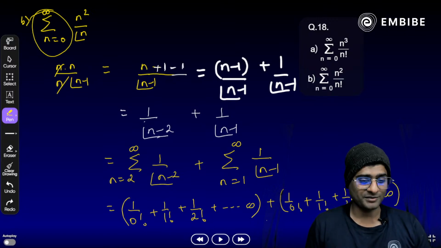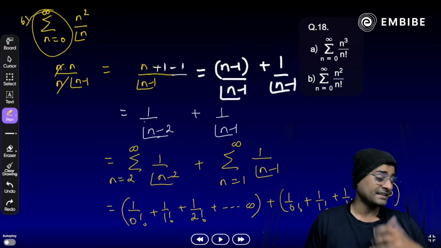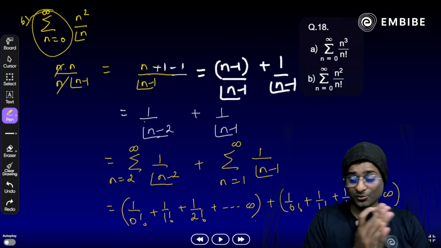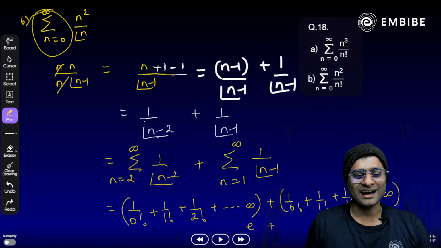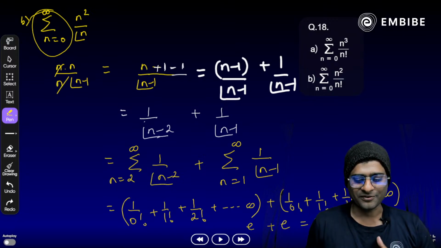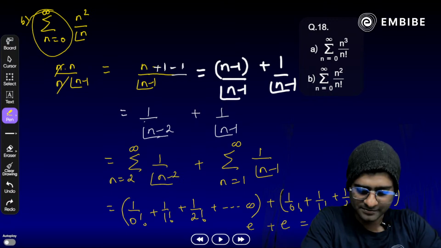At the beginning of the session we first saw a sheet, a formula: e raised to power x, and if we substitute x equal to 1, a sequence or series comes up. The value of this series is e, and another e we have here. Twice of e is the final answer. Yes, 2e is the final answer.